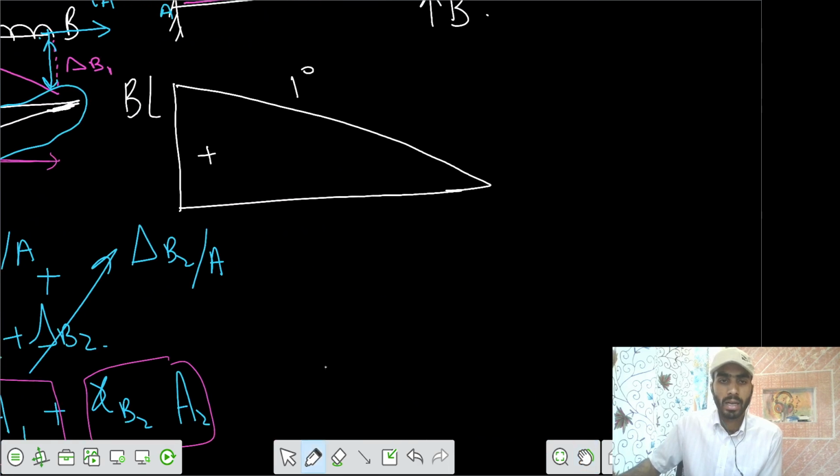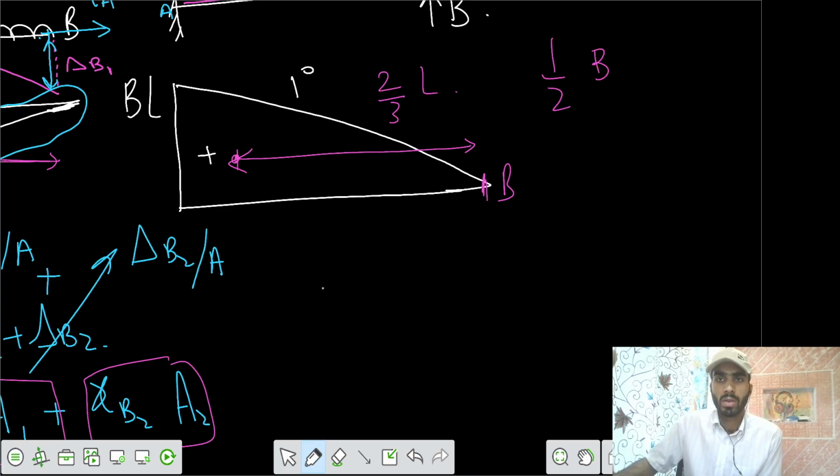Now we need to get xB2 A2. Similarly, we can get it about the point B. We need to get the value of the centroid. This is a triangle. The centroidal distance would be 2 by 3rd of L, and the area between the 2 points is 1 by 2 B into L, and the centroid is at 2L by 3.